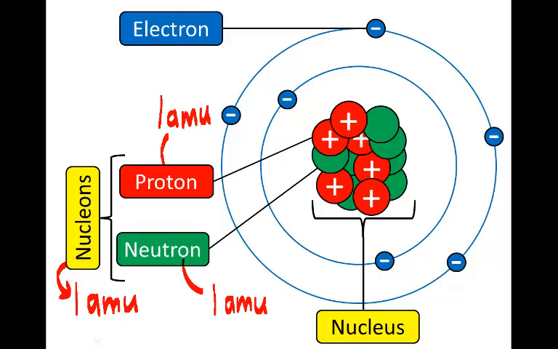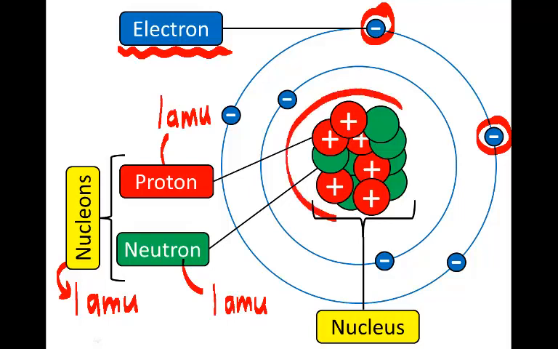Going around the nucleus, we have electrons, which are negatively charged. And electrons are so tiny and have so little mass that in comparison to nucleons, we can ignore the mass of the electrons. We say that their mass is negligible. So all the mass in the atom, in effect, comes from the nucleons which are inside the nucleus.